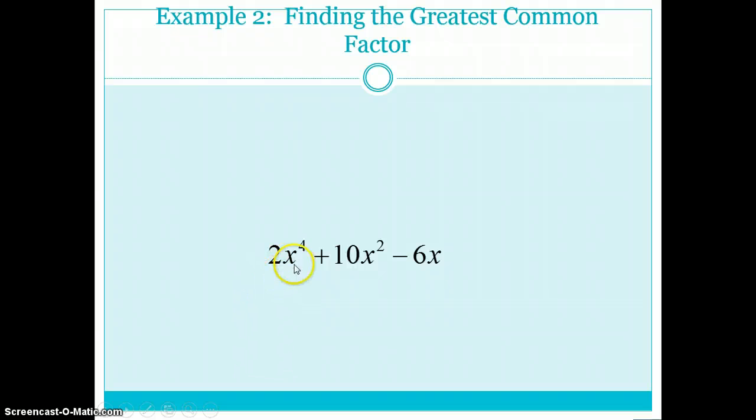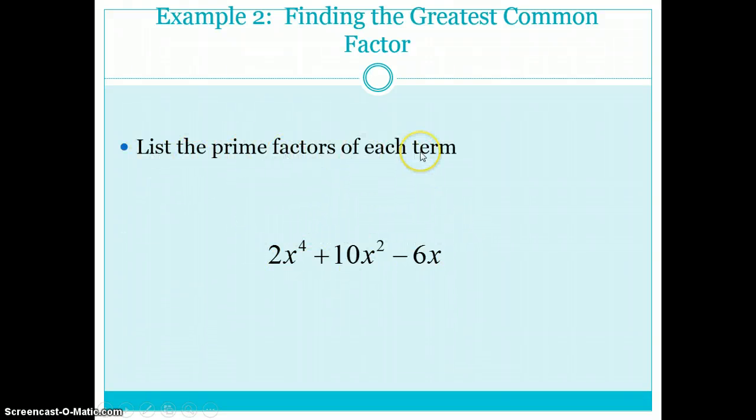So, 2x to the fourth plus 10x squared minus 6x. Alright, so what we're going to do is list the prime factors of each term. Okay, so 2x to the fourth is a term, and its prime factors are 2, because 2 is already a prime number, times x times x times x times x.